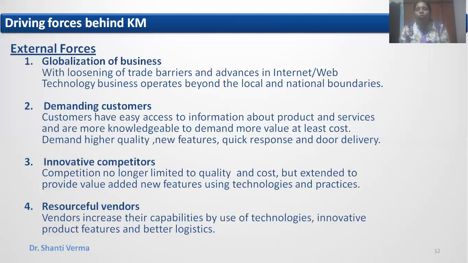The fourth is the resourceful vendors. Vendors increase their capability by use of technology, innovative product features, and better logistics. It is also important that the vendors who supply products to the organizations also use the new technologies and make innovative products.